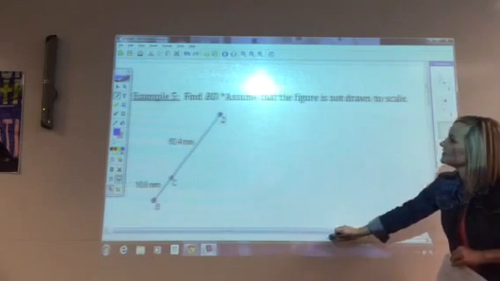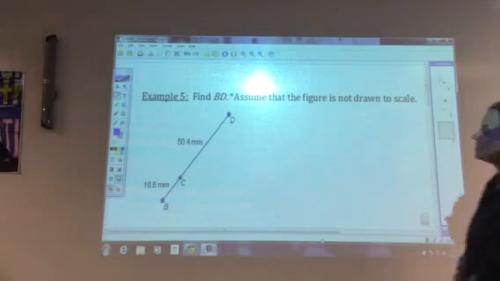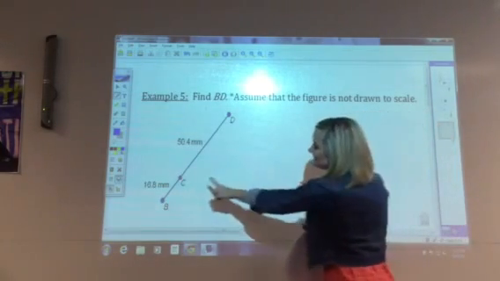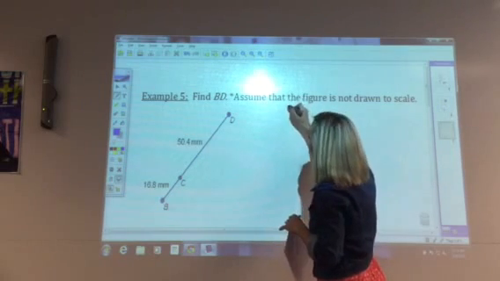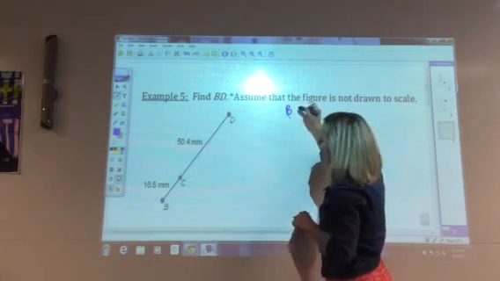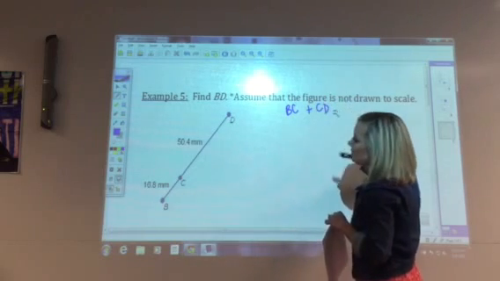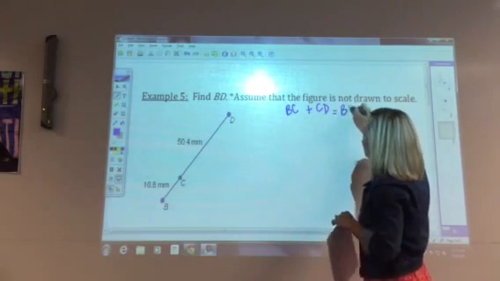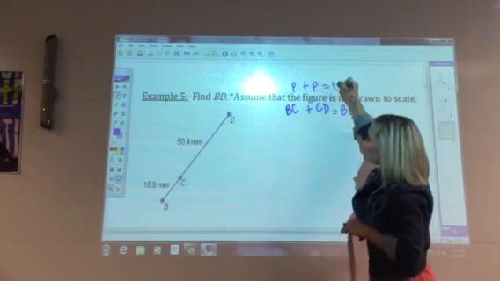Okay? Moving on to the last little bit of the section here. It says, in this first example, find BD, assume that the figure is not drawn to scale. So again, notice you've got your segment here. C would be between B and D. So if I were to write this as my given theorem a while ago, BC plus CD would be equal to the whole thing, which is BD. Again, you could use your part plus part equals whole.